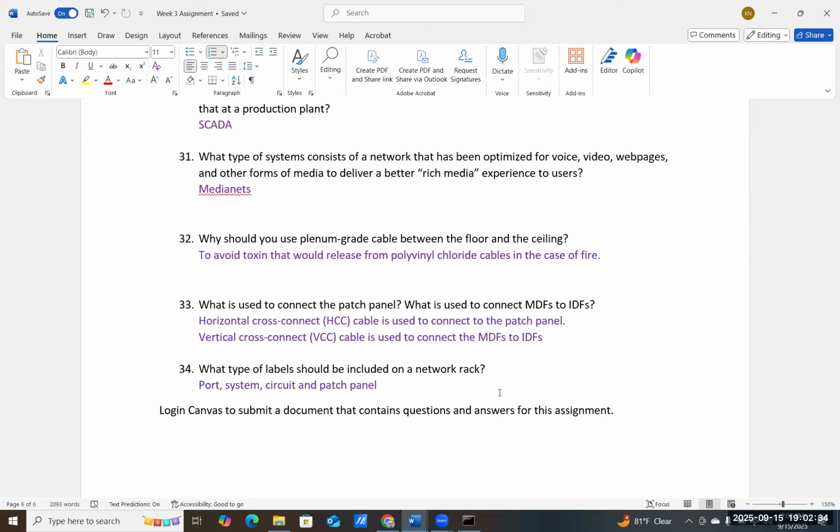But if you are going to be the one setting up the network from the ground up, you are going to have to install patch panels. I'm sure you can find a lot of YouTube videos on how to do that these days too. And then the last question, the type of labels that you use.